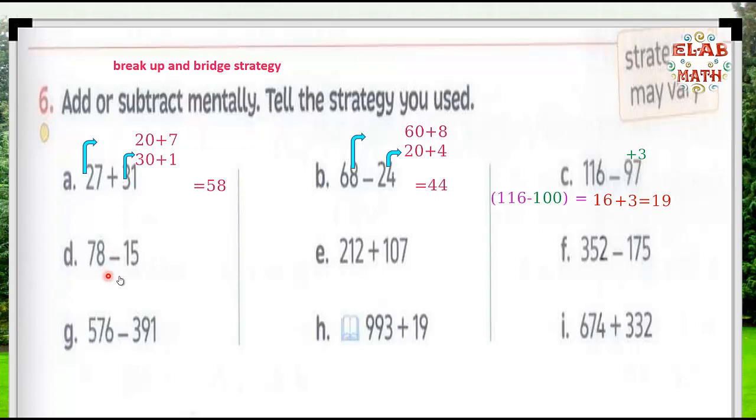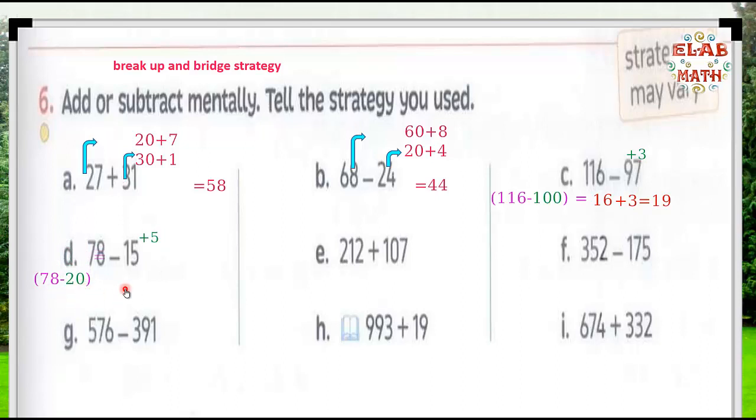We will use the same strategy, compensation strategy, in this one. 78 minus 15. For 15 to be 20 we need 5, or we need to add 5. After that, make subtraction between 78 minus 20 instead of 15, like this.